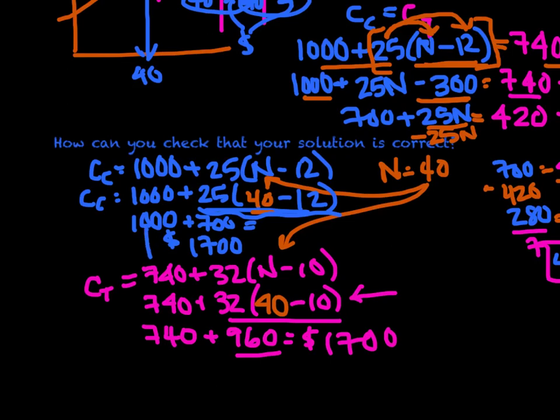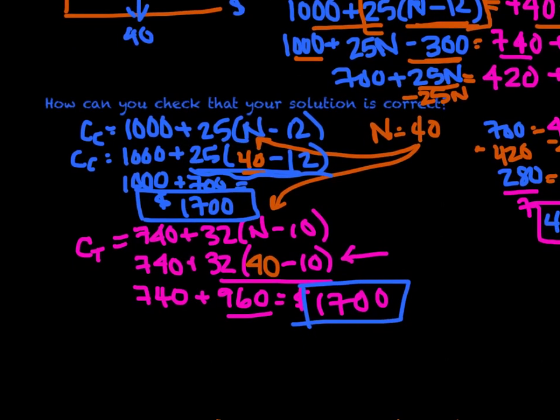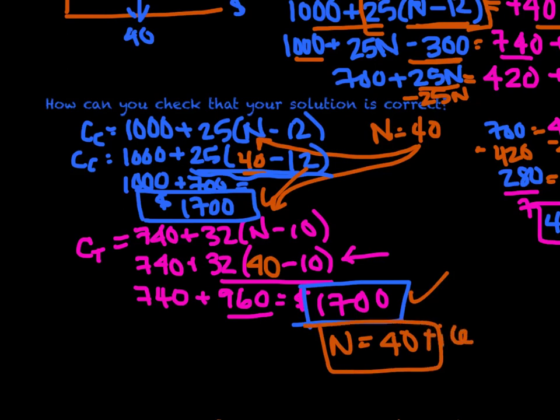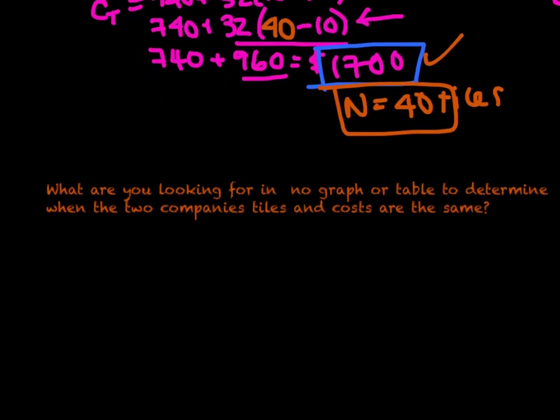So we can see when the tiles are at 40, it costs the same amount. So that's how we can check that our equations are correct. We got it. Yay! N is equal to 40. Okay, so we need 40 tiles. Last little bit for this particular investigation.